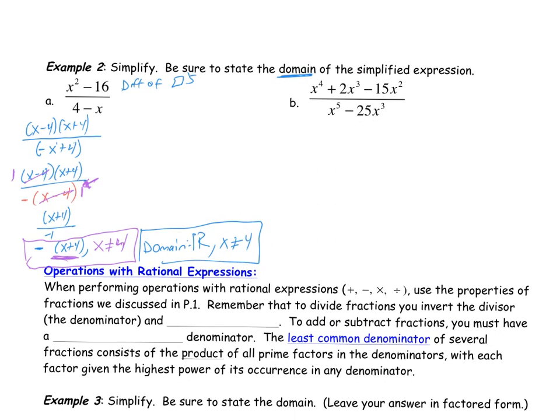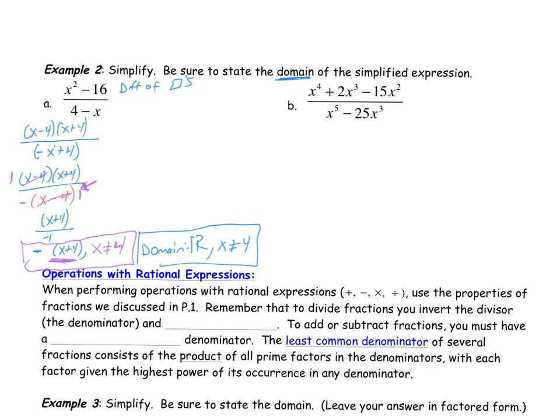So in letter B, I'm going to begin once again by factoring. So I'm going to factor the numerator. And this has 4 terms. If something has 4 terms, it only has 3 terms. So let's factor this. I'm going to take out the GCF. Okay, so the GCF of the numerator is x squared. That leaves us with x squared plus 2x minus 15.